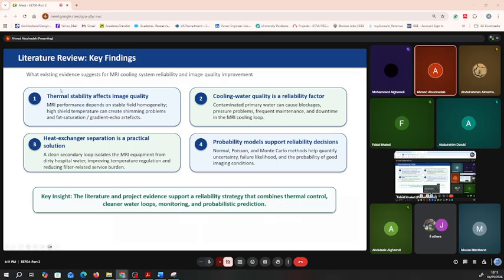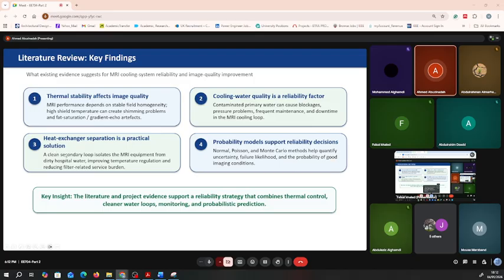First is that thermal stability affects image quality. MRI performance depends on stable field homogeneity. High shield temperature can create shimming problems like fat saturation and gradient echo artifacts. Cooling water quality is a reliability factor. Contaminated primary water can cause blockages like dust and dirt in the water pipes, pressure problems, frequent maintenance, and downtime in the MRI cooling loop.